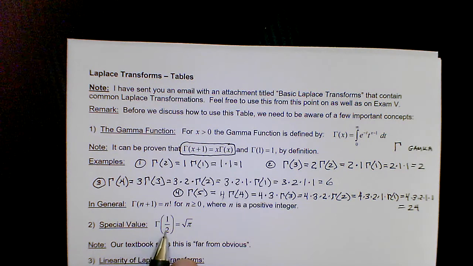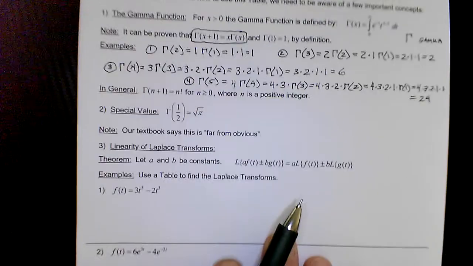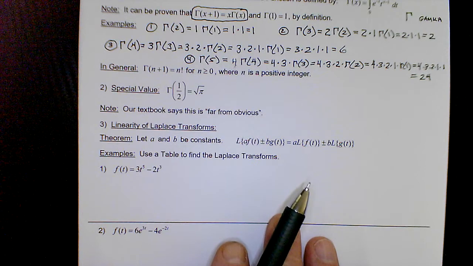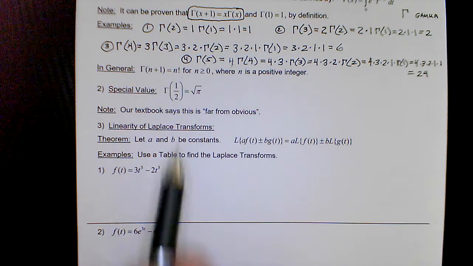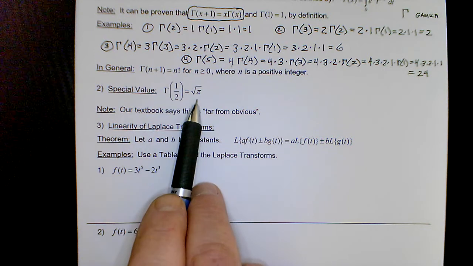Okay, and then there's a special value, gamma of 1/2, and that's the square root of pi. And that definitely is going to go without proof. I mean, if we were in class, I don't normally prove it, but at this point, we're going to leave it without proof. But if you want, I'll send you the proof. Just email me. The textbook says it's far from obvious, and that certainly is true.